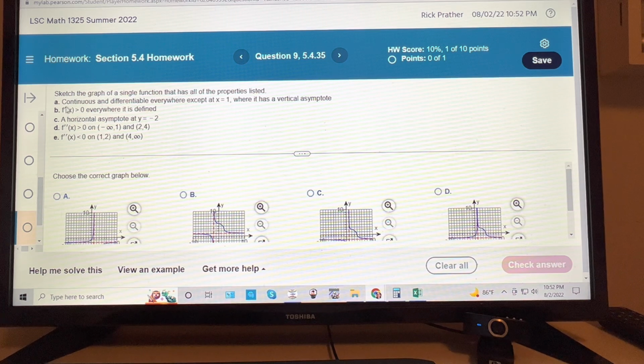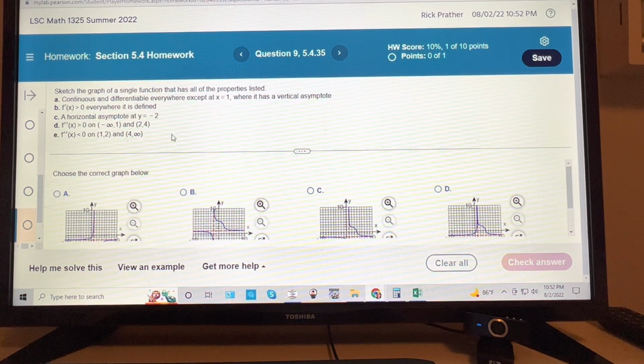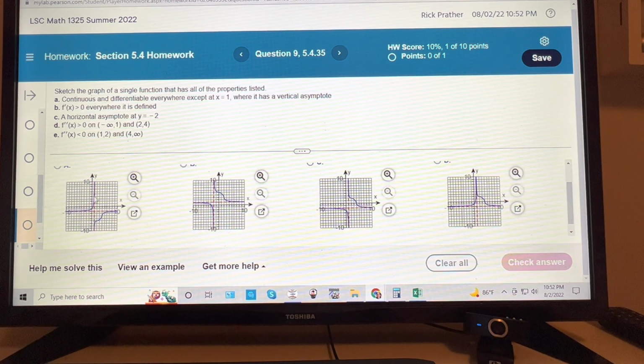So we need to be continuous and differentiable everywhere except x equals 1, where it has a vertical asymptote. In a spot that has a vertical asymptote, the graph won't exist there. So then you can't even do a derivative there either. X equals 1 needs to be a vertical asymptote, which could be graph A, certainly not graph B, could be C, and it could be D. So we've already eliminated graph B from the first condition, that it needs to have a vertical asymptote at x equals 1.